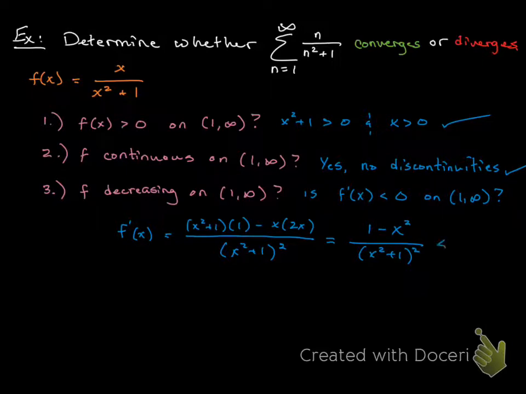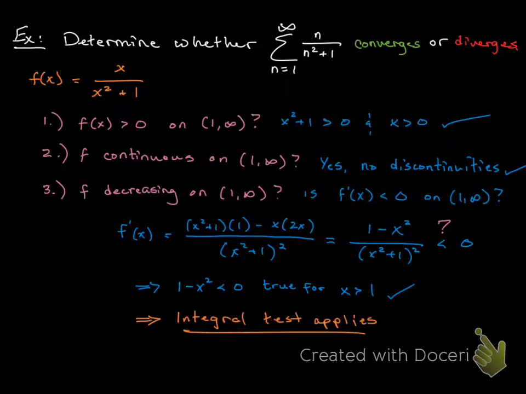Is this negative? Well, the denominator is squared. It's always positive. So all I really need to look at is the numerator. Is the numerator negative? Well, 1 minus x squared is negative when x is bigger than 1, right? When x is 1, 1 minus 1 is 0. That's not negative. But for anything after 1, 1.1, anything beyond 1, that numerator is negative. So the derivative is negative, which means I can apply my integral test. The three criteria are satisfied. The integral test applies.